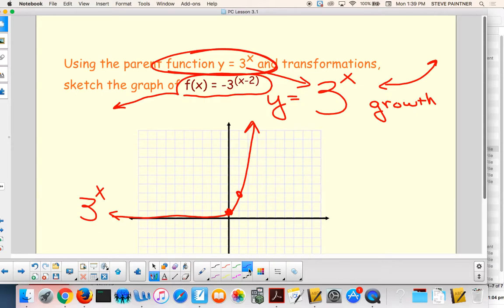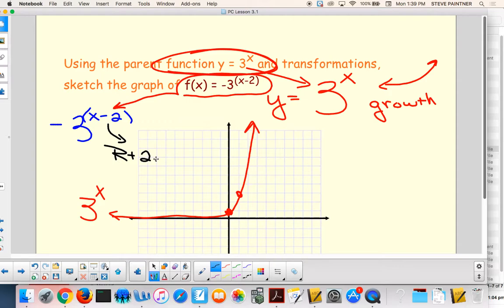Okay, we've done this several times. What is this going to be? Okay, it's not 3 to the x, it's 3 to the x minus 2. So what does this mean? Inside grouping symbols means what? Right 2. So you're going to go right 2, period. Now it does not say 3 to the power of x minus 2.